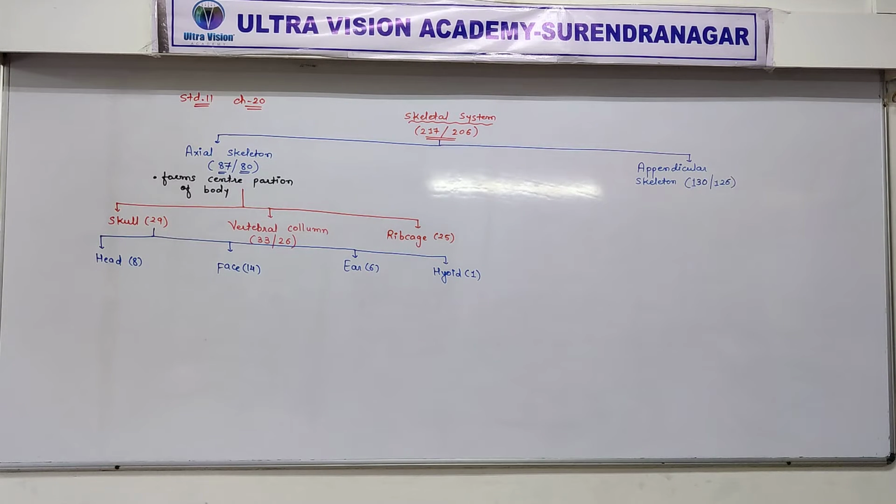Whole skeleton divided into 2 parts, axial and appendicular. Now we are discussing in detail about the axial one. Axial consists 3 groups. First of all, skull. Then rib cage and vertebral column. That's why axial skeleton, it is divided into 3 parts. One by one we will take it in detail. Don't worry at all. First of all, continue with the 29 bones.